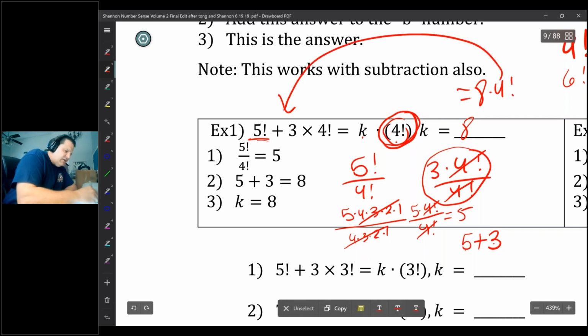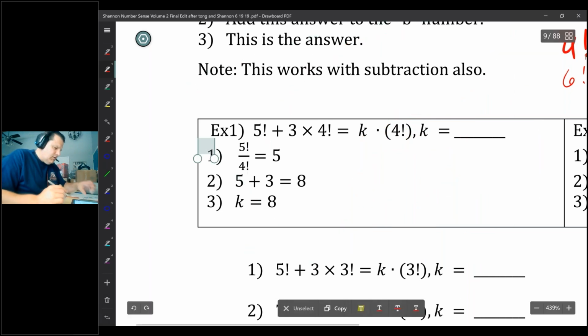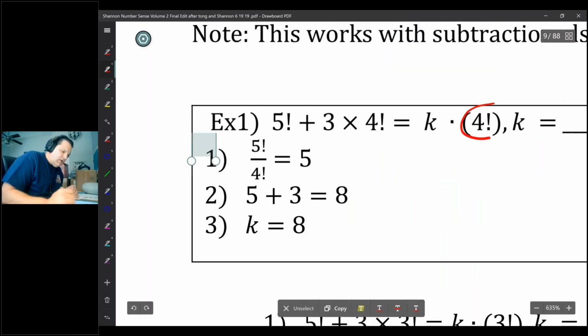All right, that is confusing. I know I said a lot of talking there, but let me dumb it down for us. You ready? Okay, what are you going to do? You're going to look at what they want. They wanted you to make it 4 factorial. So they want you to divide 5 factorial by 4 factorial.